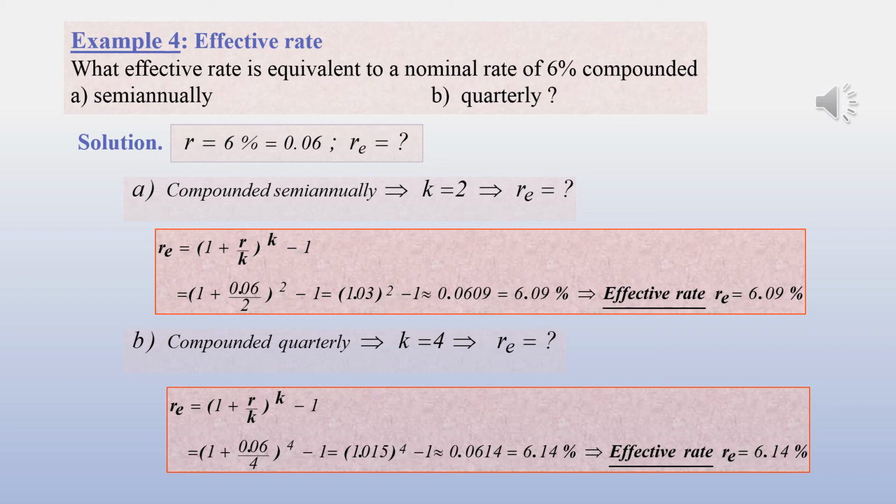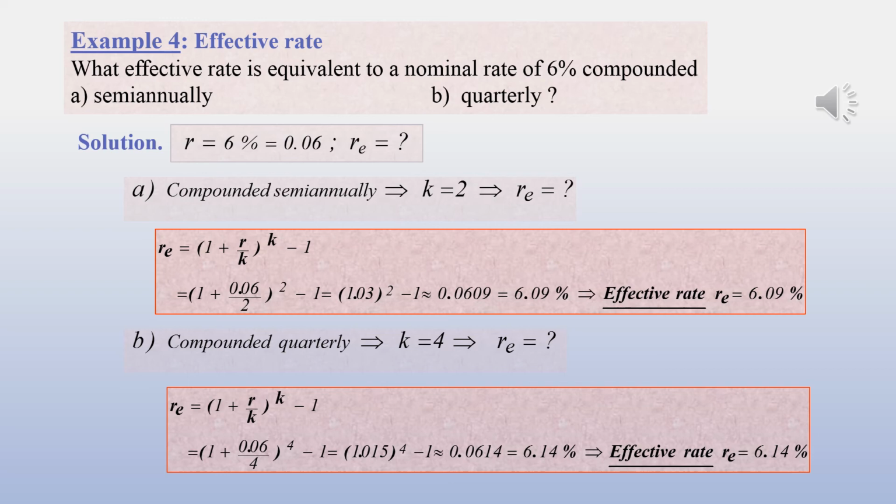Example 4. Effective rate. What effective rate is equivalent to a nominal rate of 6% compounded A. semi-annually, B. quarterly? From the problems, we get the information about nominal rate R equal to 6%, equal to 0.06, and the value of K. K equal to 2 when compounded semi-annually and K equal to 4 when compounded quarterly. Number A. Compounded semi-annually, K equal to 2.